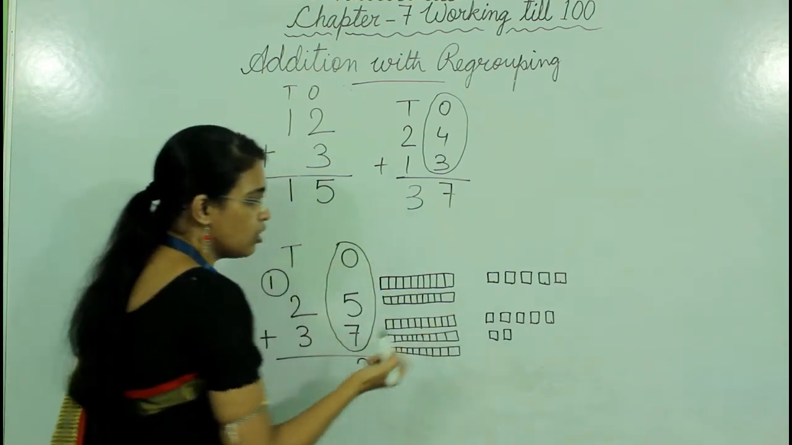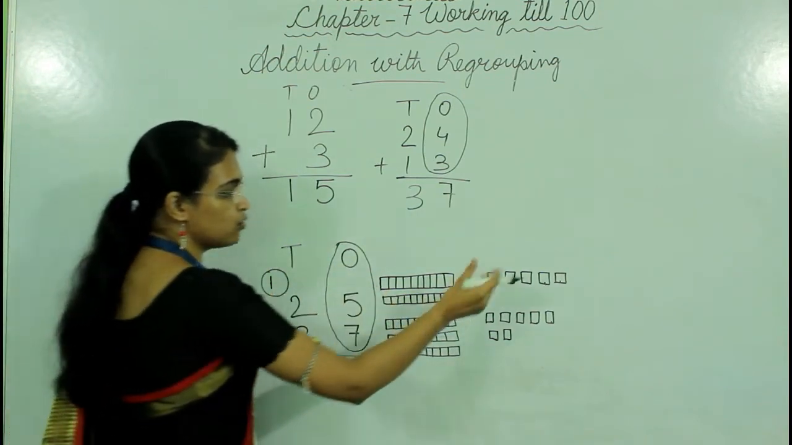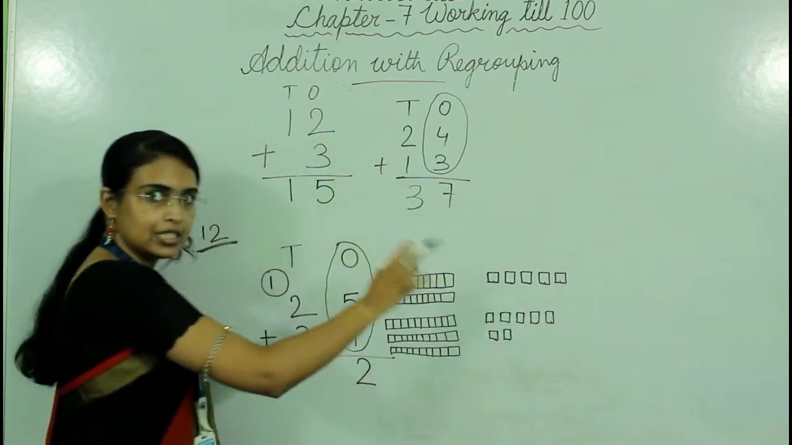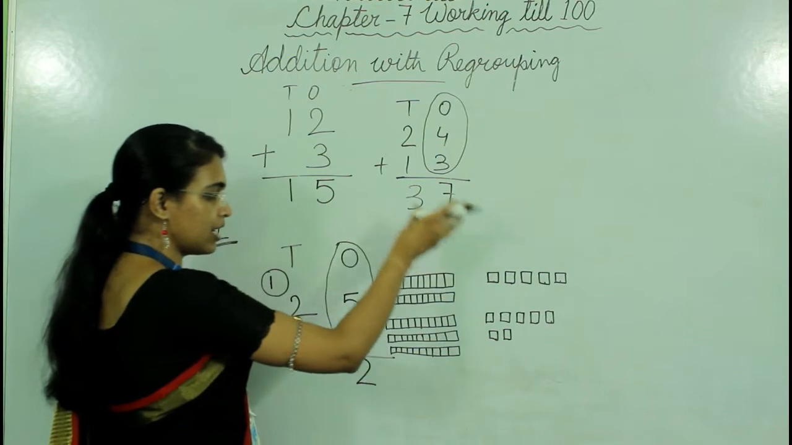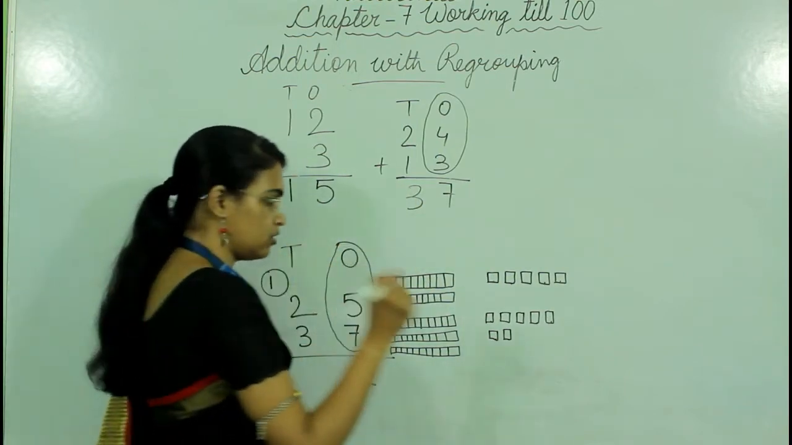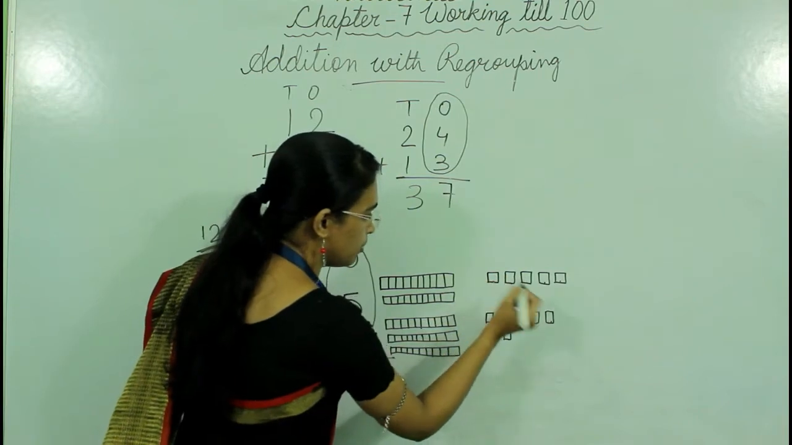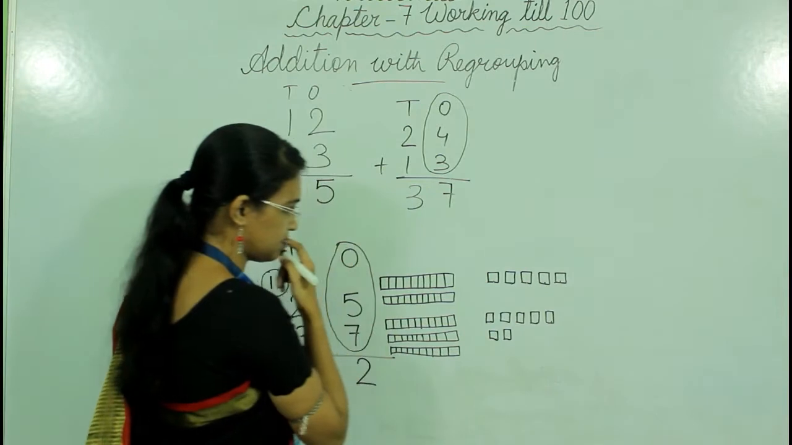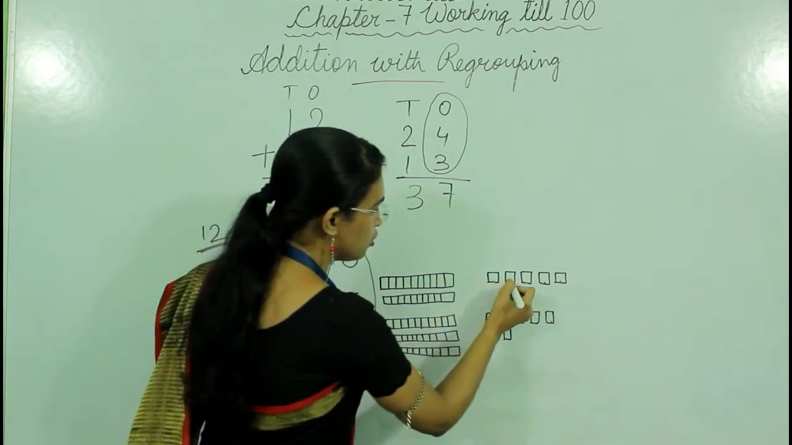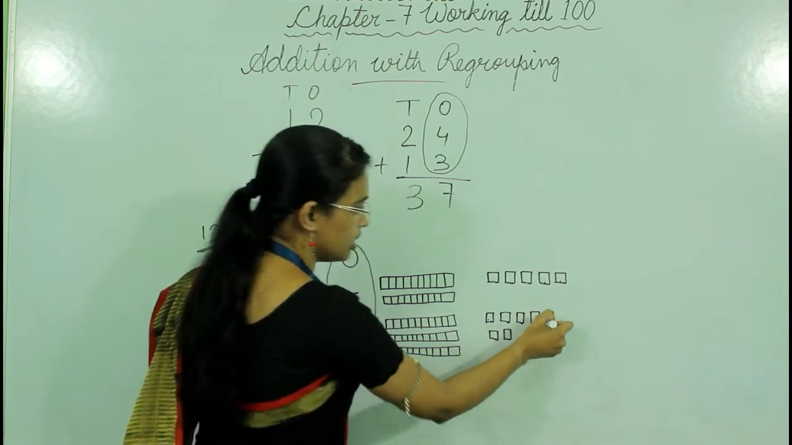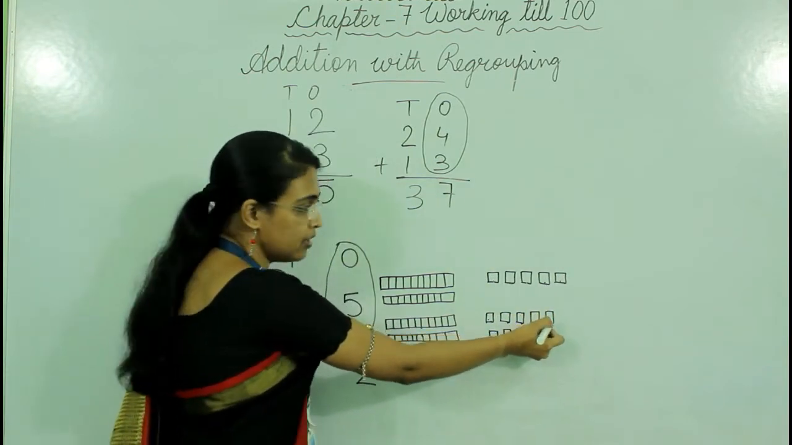So for this, what do we have to do? We have to take these ones blocks, 10 ones blocks, and make them one group and put it here. How? Look at this. How many blocks? 1, 2, 3, 4, 5, 6, 7, 8, 9, 10. So here we have 10 blocks.